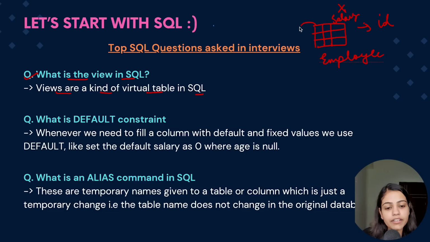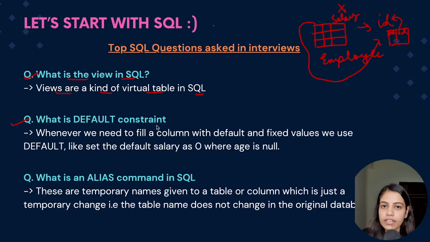So we will just provide a view of this table, a new table, or you can say a virtual table, which would only have the employee name and employee ID, which is required by the department making ID cards. So we are just hiding some of the details which are unnecessary or secure, which don't need to be known by the department making the ID cards. So views are a virtual table in SQL.